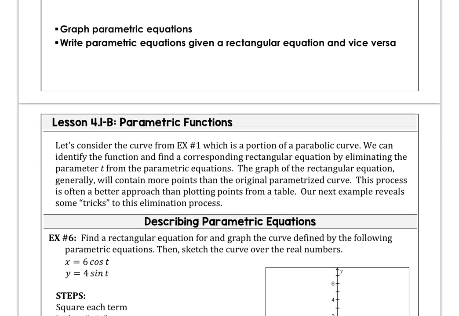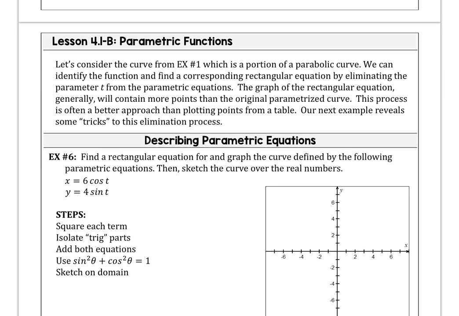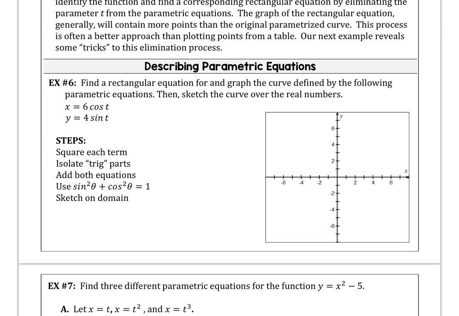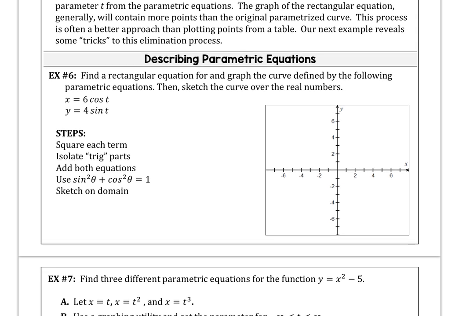Our skills today are going to be a little more difficult than yesterday. We're going to start in example 6, finding a rectangular equation for our graph and curve defined by x equals 6 cosine t and y equals 4 sine t. Then we're going to sketch the curve over the set of real numbers.